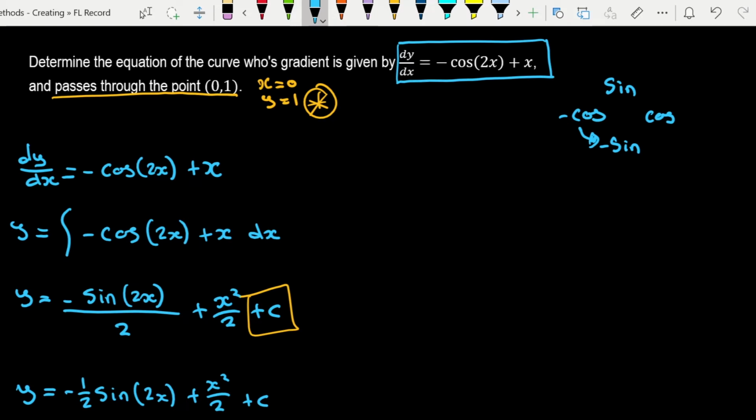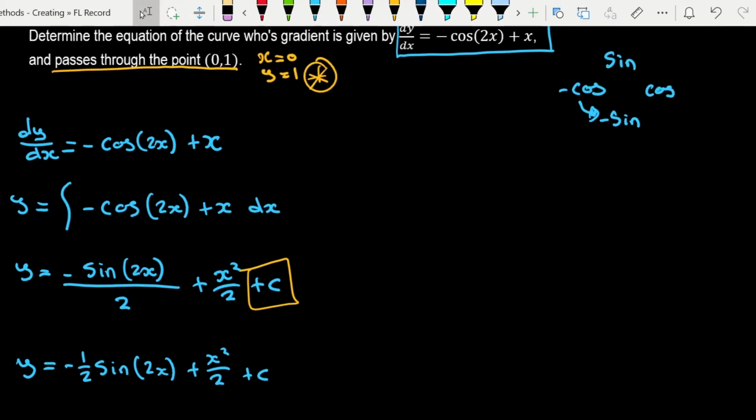And you can do a little gut check here. You can differentiate what you've got here. So if you differentiated -1/2 of sine of 2x plus x squared on 2 plus c, you should get back to your gradient function. When you differentiate, you should get back there. And what we're doing here is we're saying, hey, we know some additional piece of information, so that is going to help us solve for c here. So we're going to use a piece of information, which is x being equal to 0, y being equal to 1, to find c.